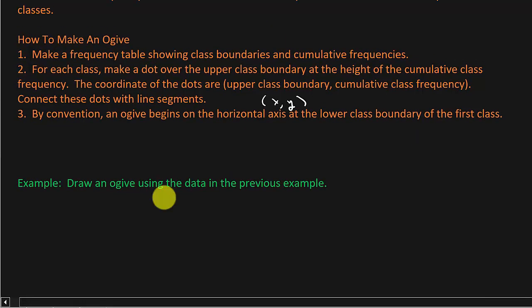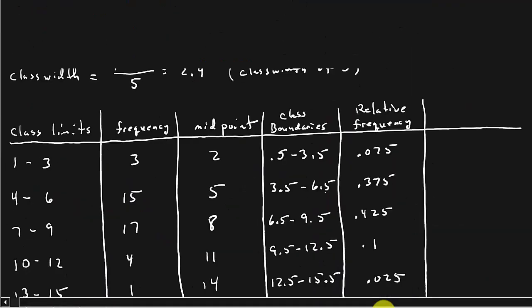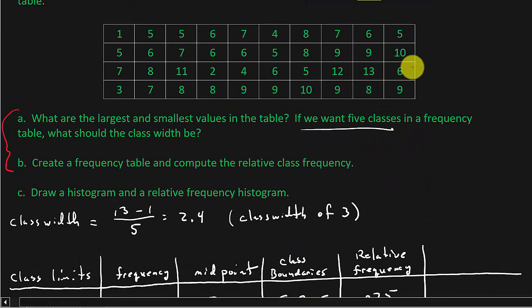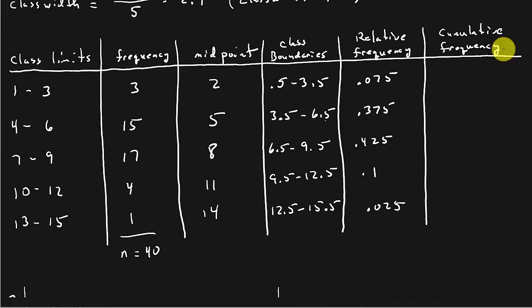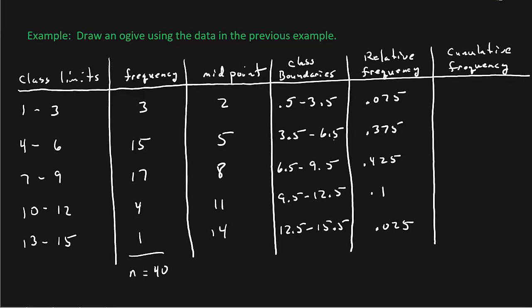Draw an ogive using the data in the previous example. Basically, we're going to use this data. You would need to add one more column, cumulative frequency. So I'm going to pause the video. I'm going to copy this down and paste it down there by the example. And yes, I'm going to pause the video because I don't know how many attempts it's going to take me to paste this thing. All right, did it on the first try.